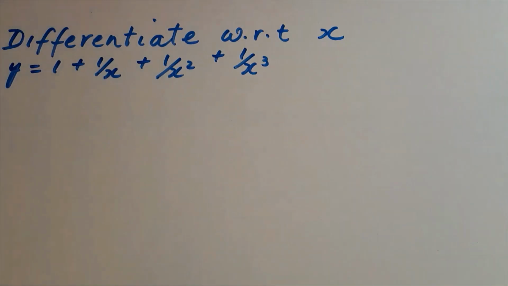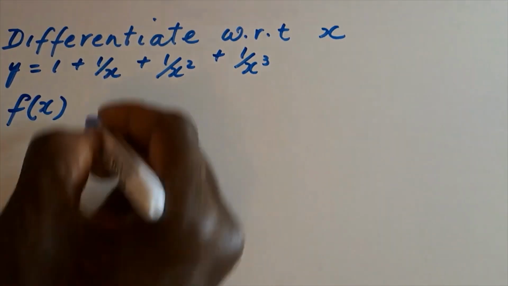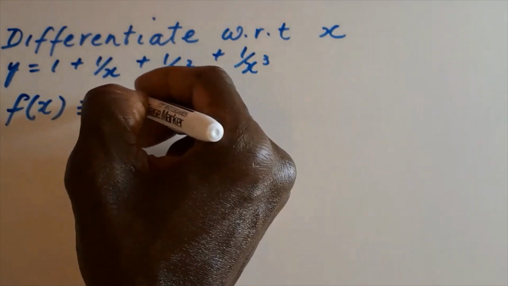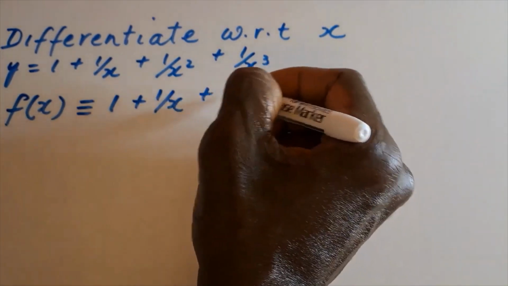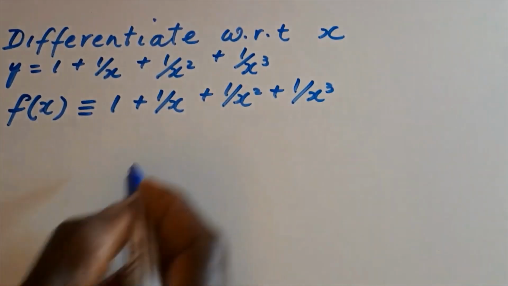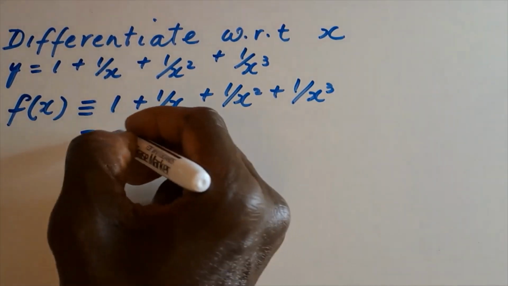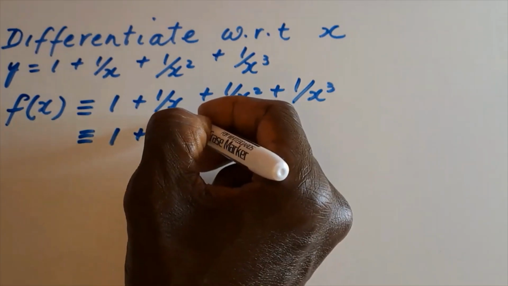Hi, here's another differentiation problem. We need to differentiate this function with respect to x. So we'll call this now f of x, and this is equivalent to 1 add 1 over x add 1 over x squared add 1 over x cubed. And we can rewrite this with negative indices.